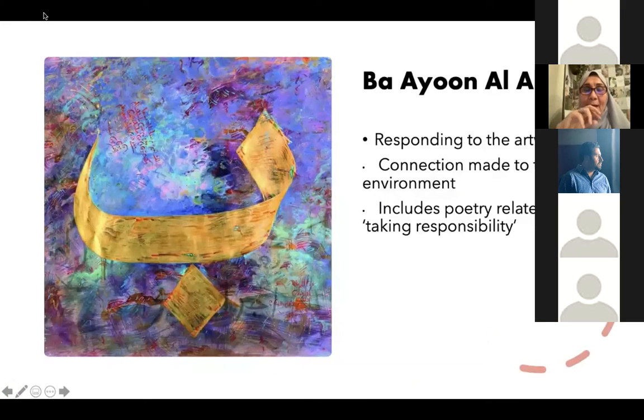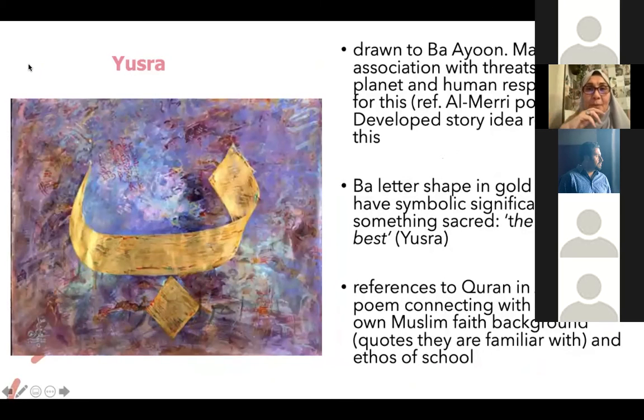So, it's called the letter Ba. Responding to the artwork includes poetry. The students, taking responsibility, looked at the title of taking responsibility. So Yusra, one of my students, drew a Ba, and the time she looked at it, she said, the Ba reminds me of my planet. The planet in its perfect shape.